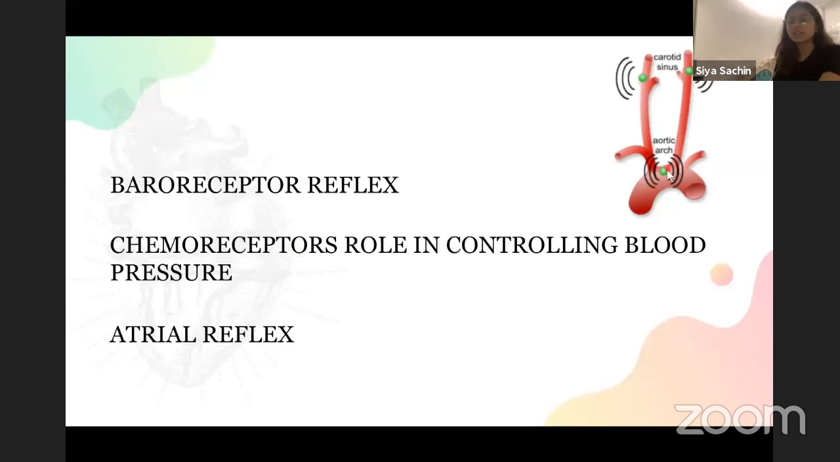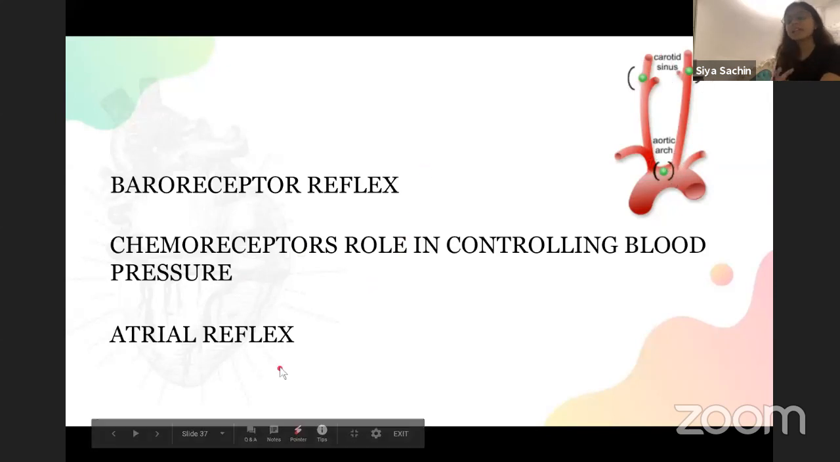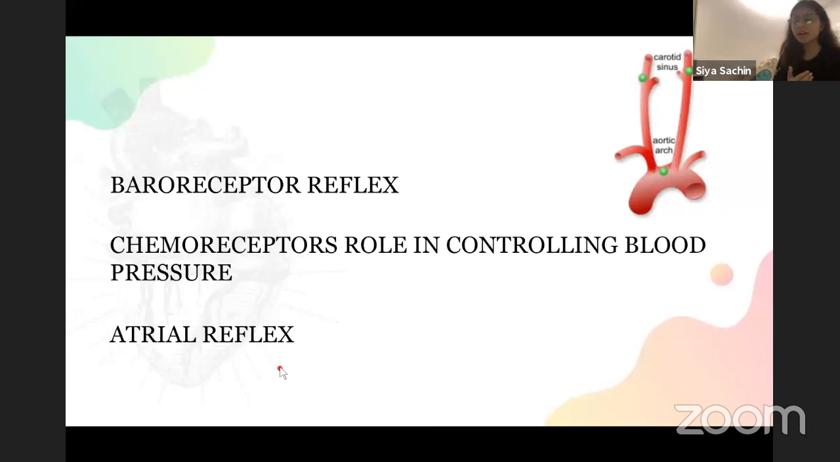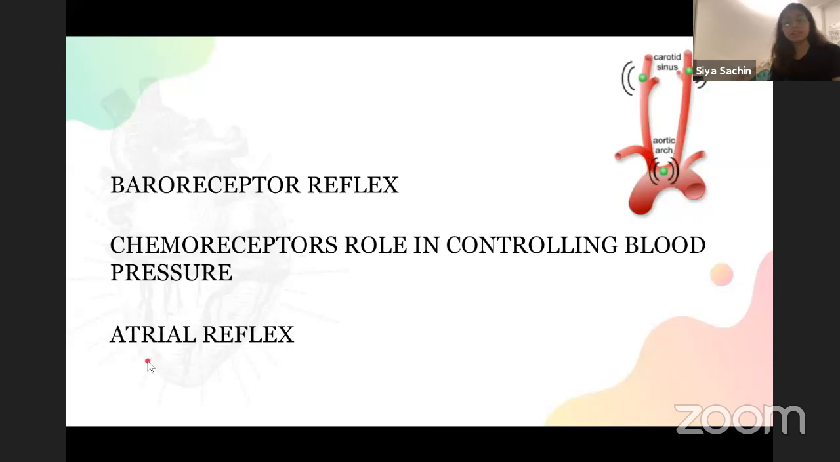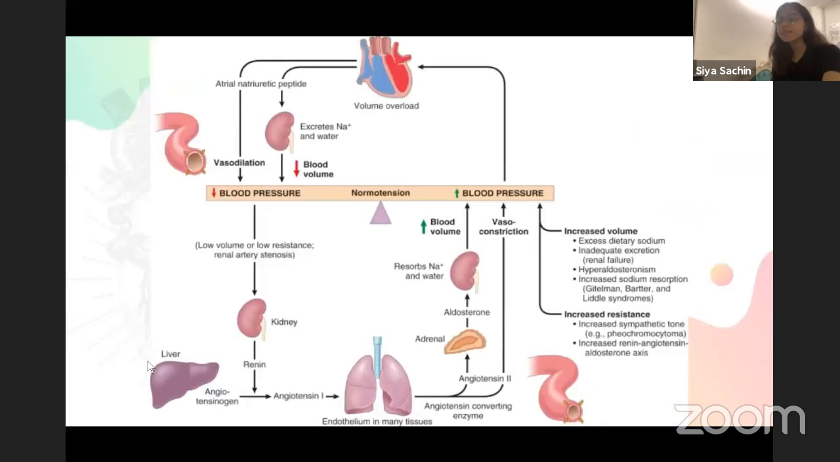This GIF is only for the baroreceptor reflex, and the atrial reflex has a similar pathway, but the stimulus is different. The atrial reflex occurs when the atrial fibers get stretched out. These three reflexes that I have spoken about control the situation in a more acute scenario. When you have a sudden change, this will take care of it.